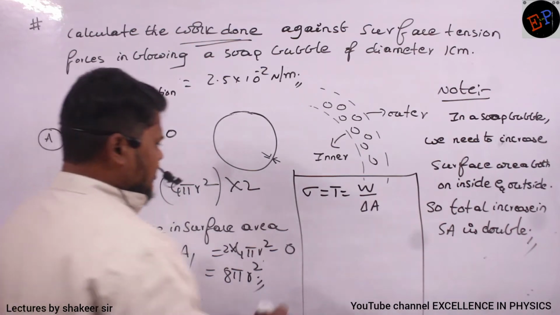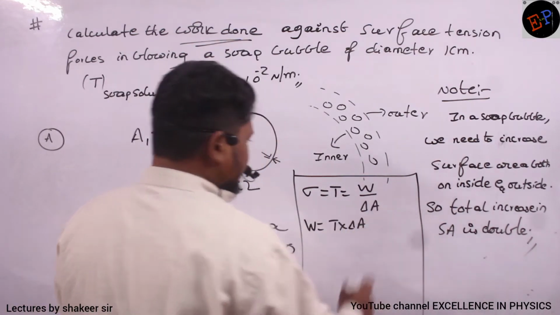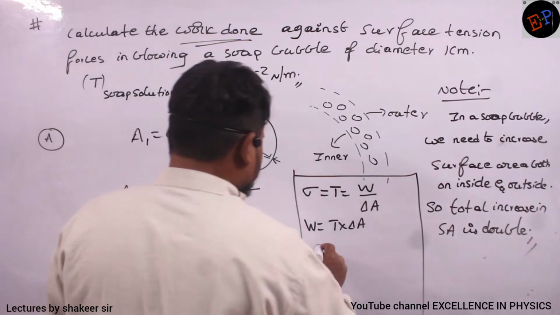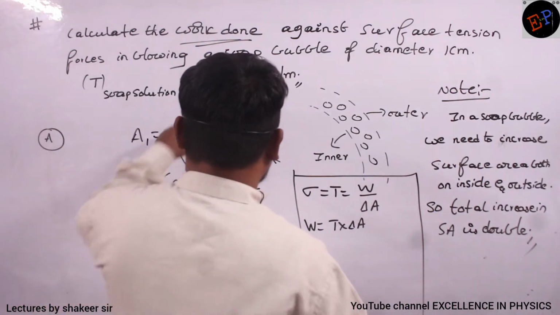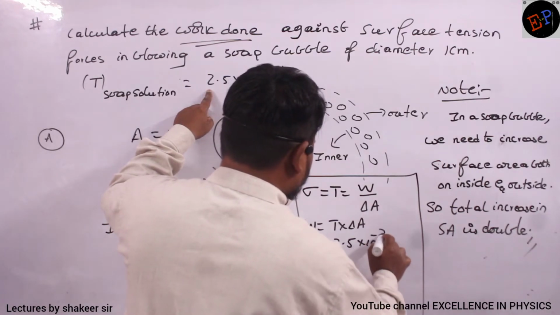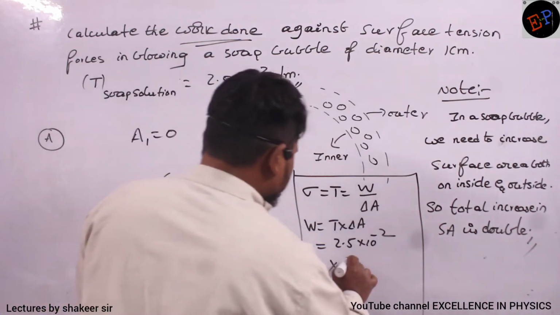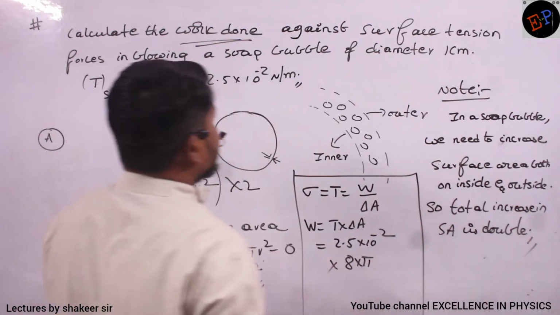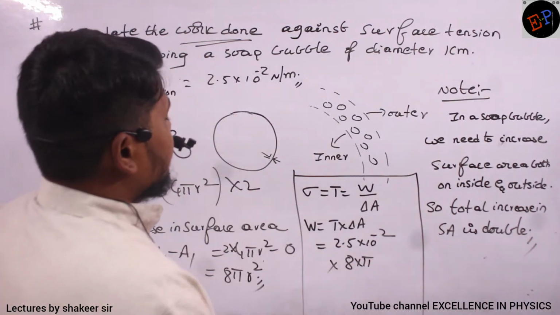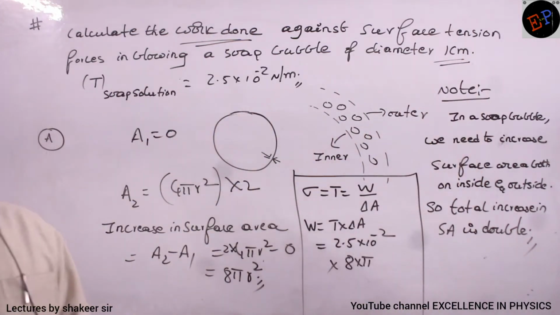So what is the work done? Work done is equal to surface tension multiplied by increase in area. Surface tension is 2.5 multiplied by 10 power minus 2. Increase in area is how much? 8 pi r square. So 8 into pi into what is the radius of the soap bubble? We are increasing up to a diameter of 1 centimeter.